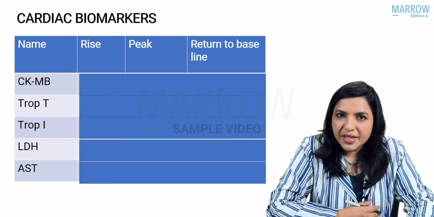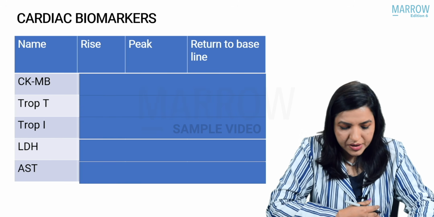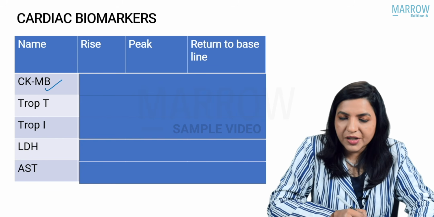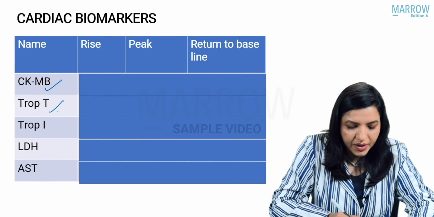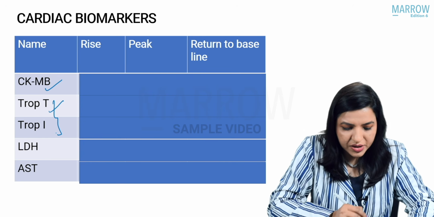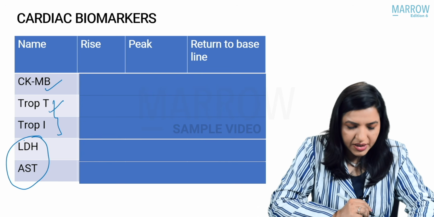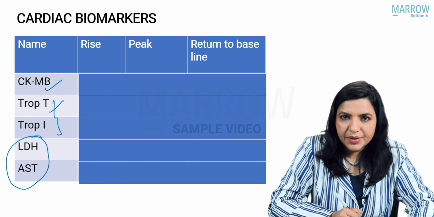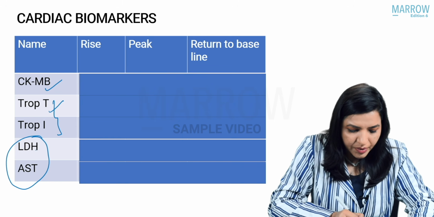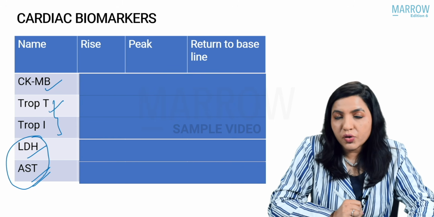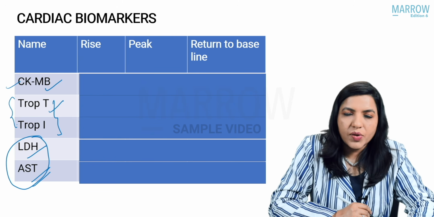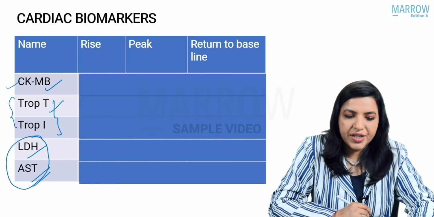So the cardiac biomarkers are the creatine kinase MB that we have already discussed in the creatine kinase isoenzyme. Then TROP-T and TROP-I, which are called the cardiac troponins. Then LDH and AST. These are the enzyme profiles that were used as a marker of cardiac injury. But LDH and AST are no longer clinically used. CKMB and the cardiac troponins are the ones which are used very commonly nowadays.